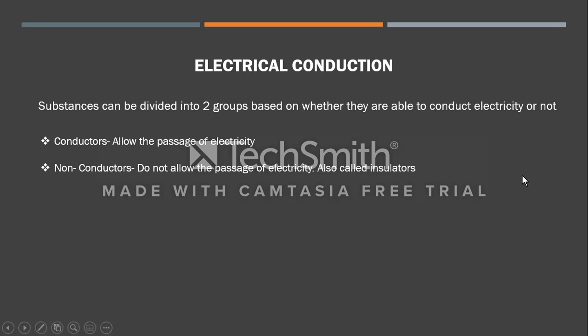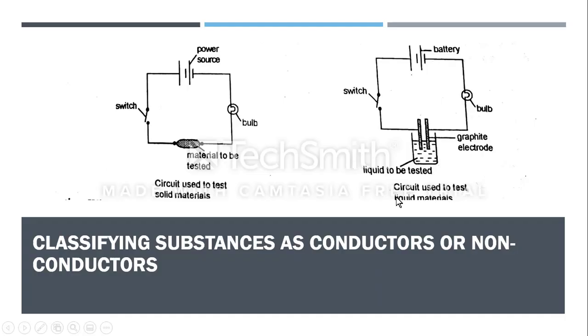Now, substances can be divided into two main groups based on whether they are able to conduct electricity or not. So if they are able to allow the passage of electricity, we call them conductors. If they do not allow the passage of electricity, we call them non-conductors, or we also call them insulators. Let's look at an experiment to classify substances as conductors or non-conductors.